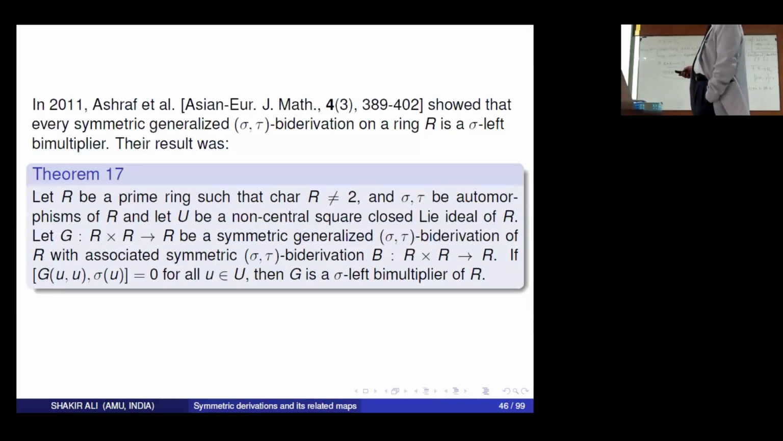So look at the behavior. This is the first result. Let R be a prime ring such that the characteristic of R is not equal to 2, sigma and tau be automorphisms of R, and U be a non-central square closed Lie ideal. So I think this may be new for someone, so let me explain.